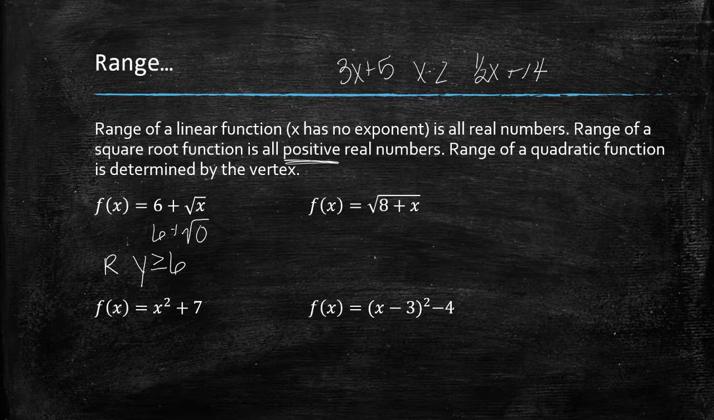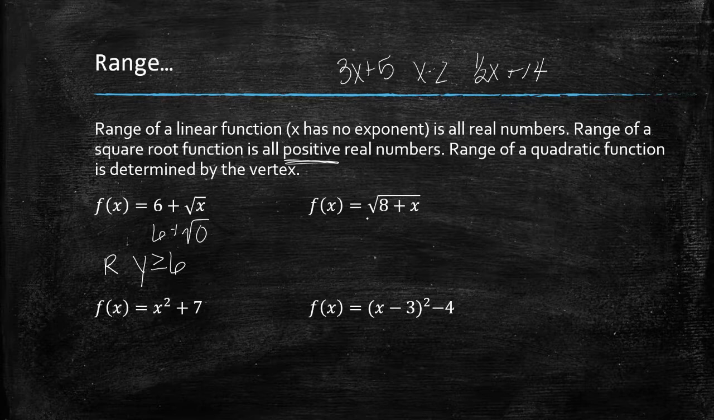This kind of goes back to our transformations. Remember that when you're adding or subtracting outside of the parentheses, radical, whatever, it moves the graph up and down. This graph would be moved up 6. Therefore, my bottommost point, or my local minimum, is going to be positive 6. So my range is going to be anything greater than 6 on this one.